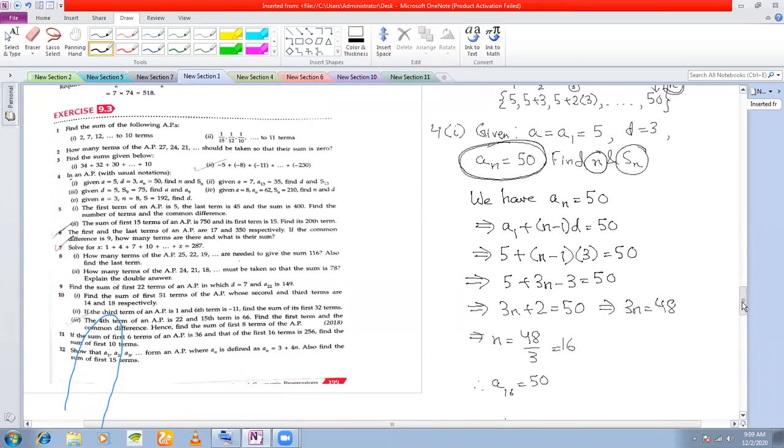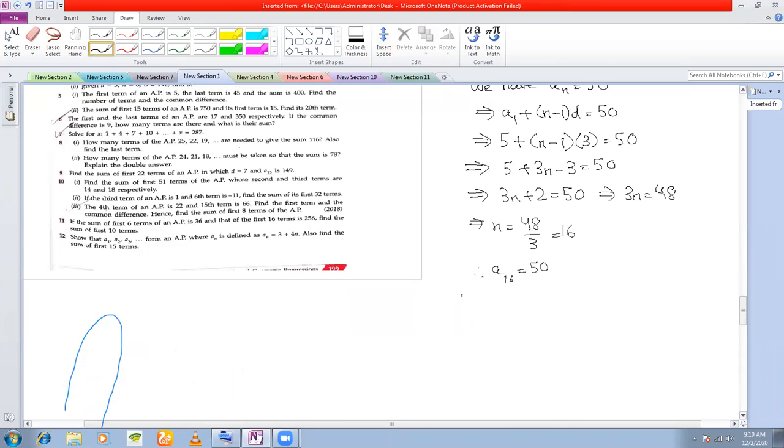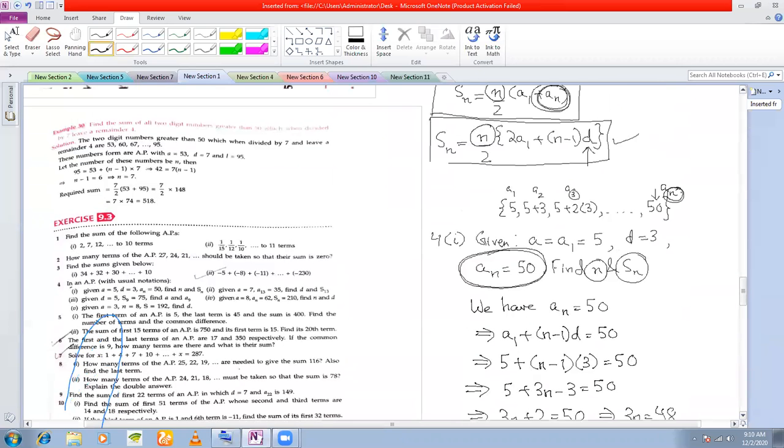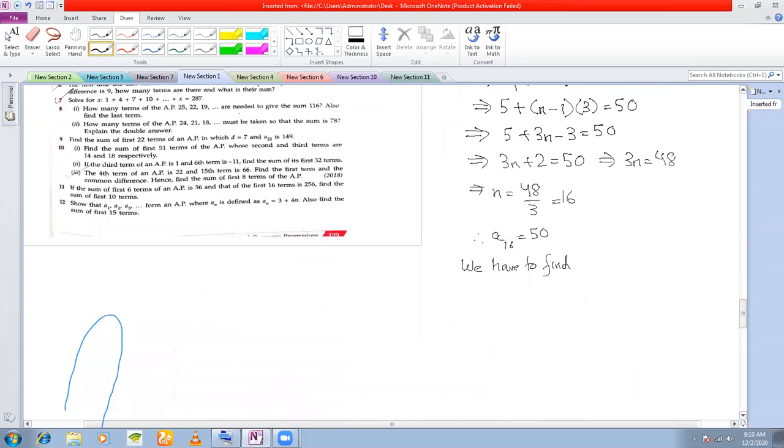Since we know the last term, we have to find the sum of all the terms. That means, how many terms are there in this AP? The last term is the 16th term, right? So how many terms do we want to sum up? We want to sum up 16 terms. These comprise the first 16 terms of the AP. So therefore, we want to find S16.